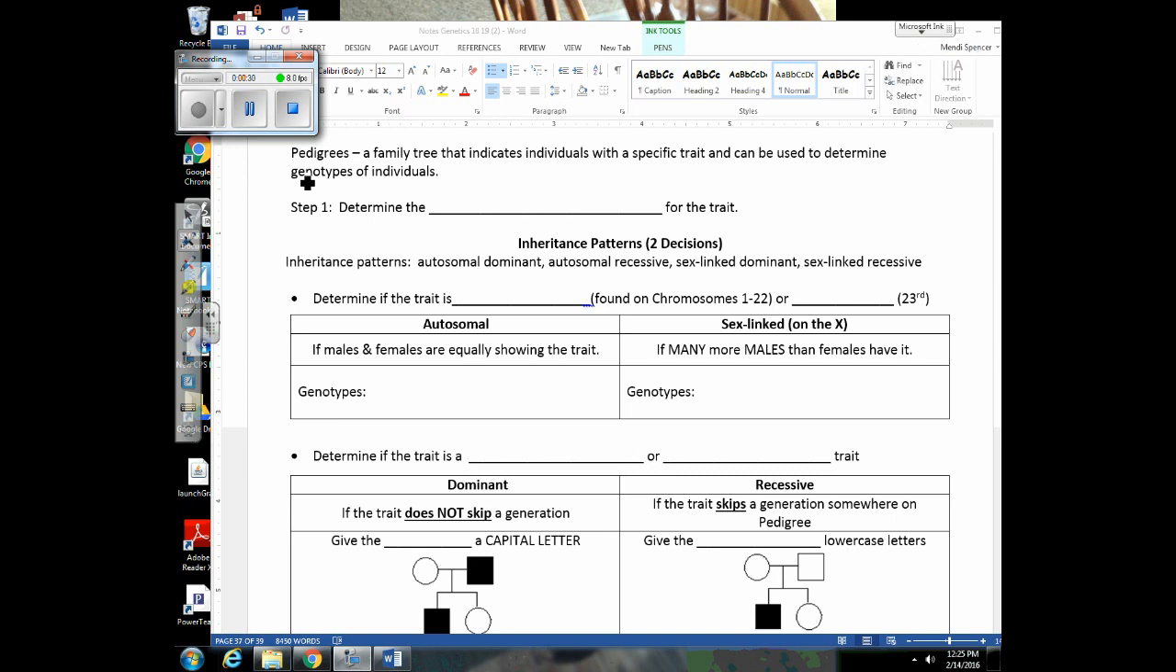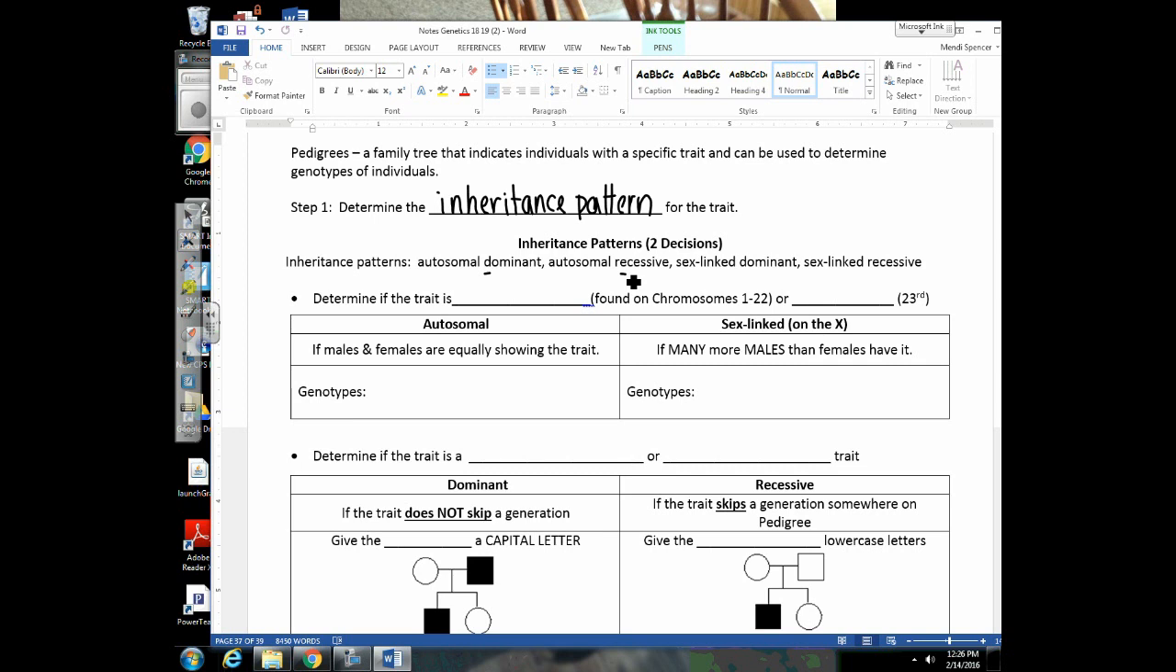Now, one of the first things that you need to do whenever you see a problem with a pedigree is determine the inheritance pattern for the trait that's being mapped. An example of an inheritance pattern is that the trait is autosomal dominant, autosomal recessive, sex-linked dominant, or sex-linked recessive. I've really never seen pedigrees showing traits with incomplete dominance or codominance. So you can expect that you're either dealing with an autosomal or a sex-linked trait, and a trait that is dominant or recessive.